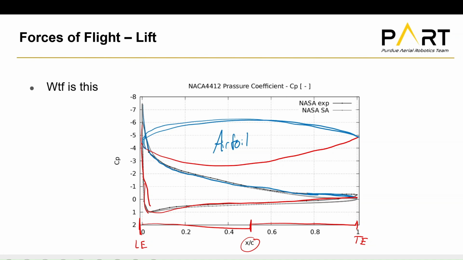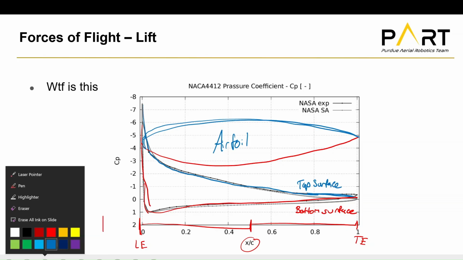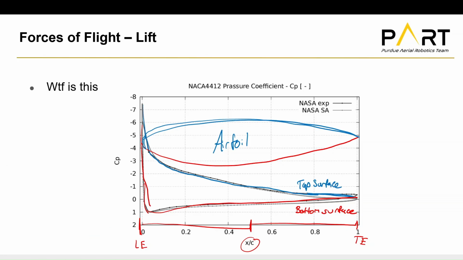What this graph essentially shows us is the top and bottom surface of the airfoil. This red line that I already highlighted is the bottom surface, and then this is the top surface here. So this shows the coefficient of pressure distribution along the entire airfoil for both the top and bottom surfaces. You'll note something weird here: the coefficient of pressure values are flipped. You might be asking, why the heck would you flip these values around so negative is on top? So essentially the y-axis is inverted.